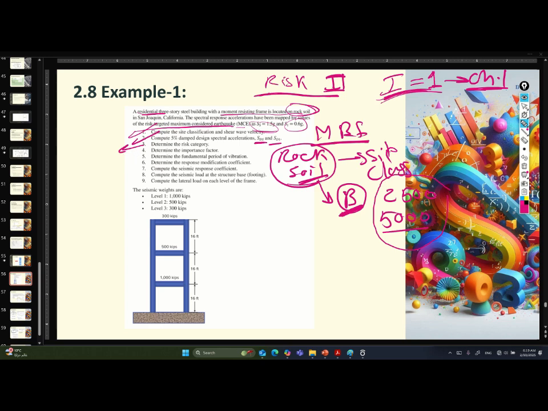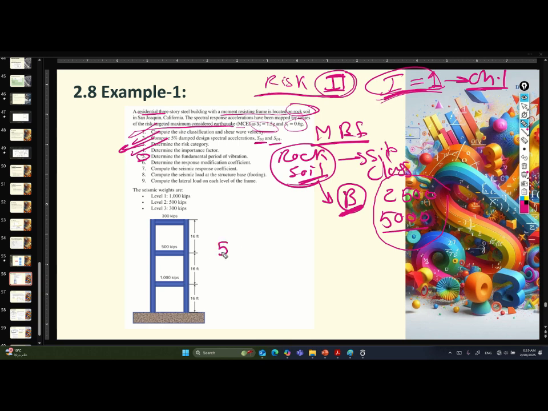Number 3 tells me what the risk category is. We already determined it is risk category 2. Number 4, the importance factor, we also talked about: it is risk category 1, importance factor 1. Number 5 tells me to determine the fundamental period of vibration.